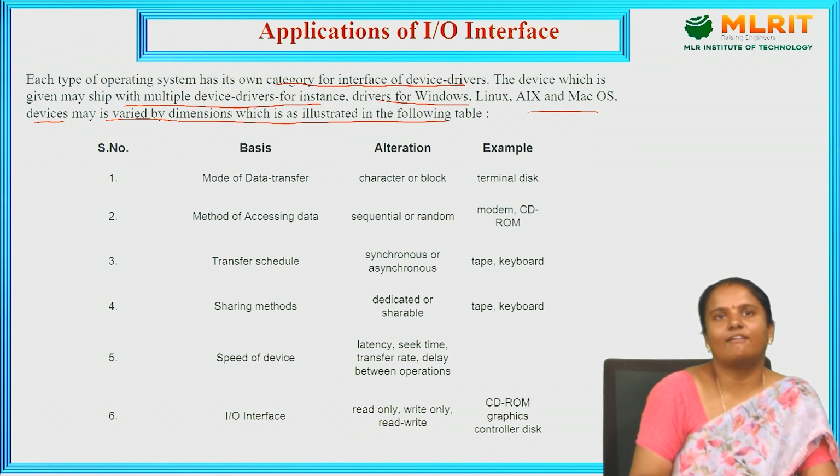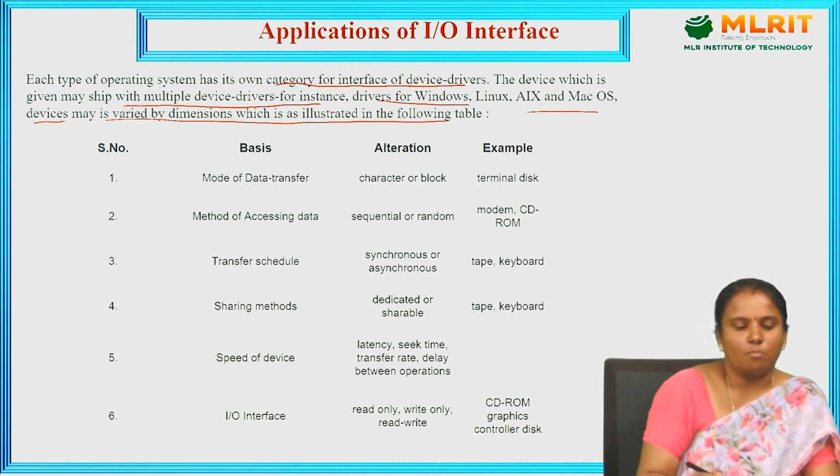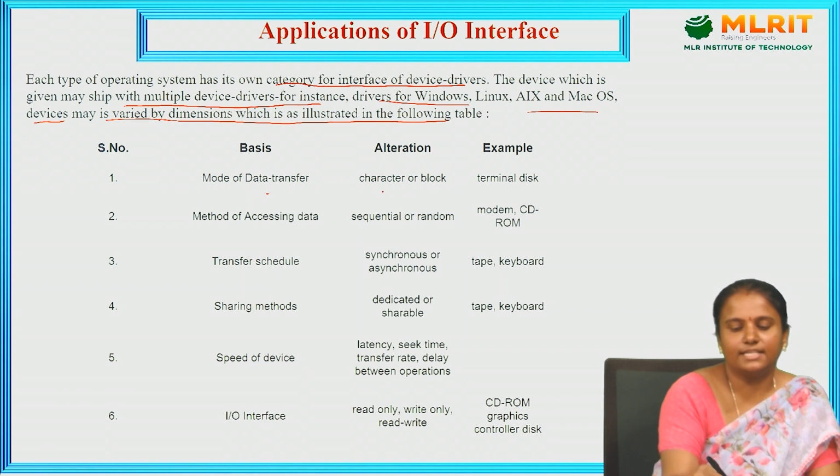Here we have the table with the basis, alteration, and example. What kind of data is it? Let us see. Mode of data transfer: it is character or block, for example a terminal or disk.